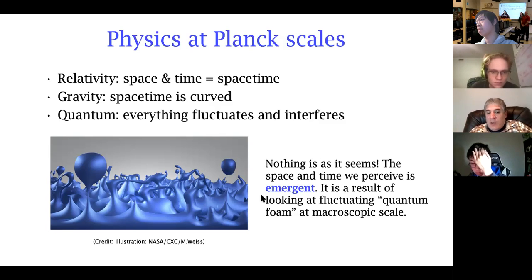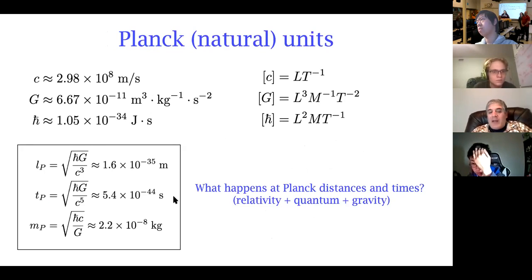So individually, it would look something like that, but what we feel is a smooth space and smooth time around us. This is called quantum foam theory, and it has no experimental confirmations, but that's some of the things you can speculate happen at those Planck unit scales. These units are called Planck units.